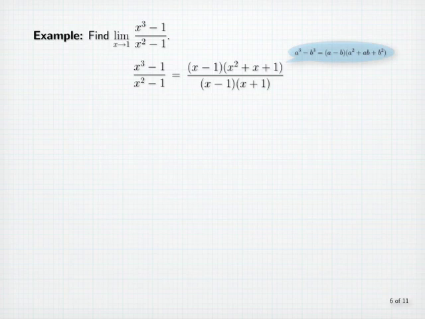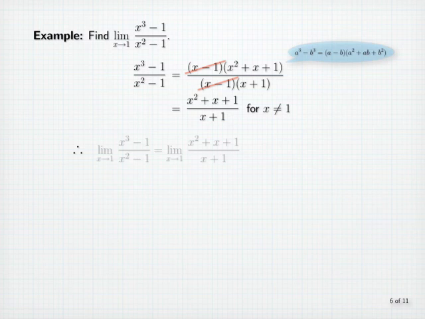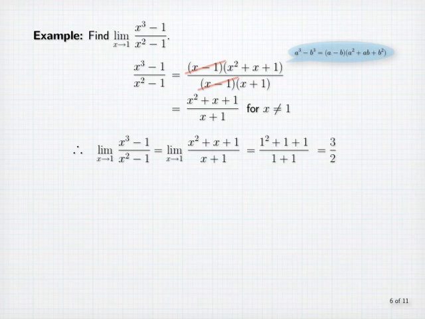We can now cancel the x minus 1 factor from the numerator and denominator. This tells us that the original function is the same as x squared plus x plus 1 divided by x plus 1 for all x other than 1, where our original function was undefined. Therefore, since these functions agree for all x near 1, they will have the same limit as x approaches 1. And the limit of our new function is very easy to find since the denominator of that expression does not approach 0. So the limit is equal to the value of the numerator at 1 divided by the value of the denominator at 1, and we find that the limit is 3/2.